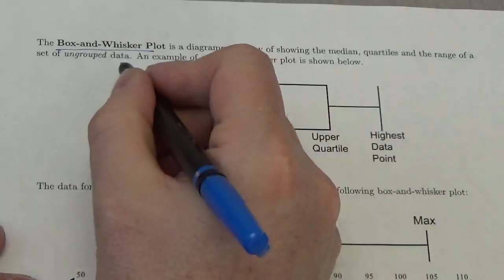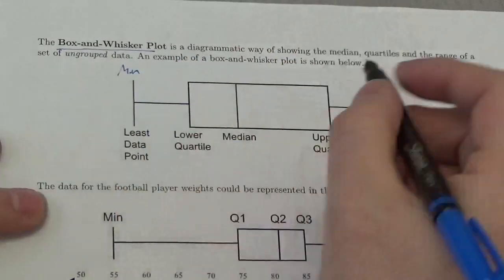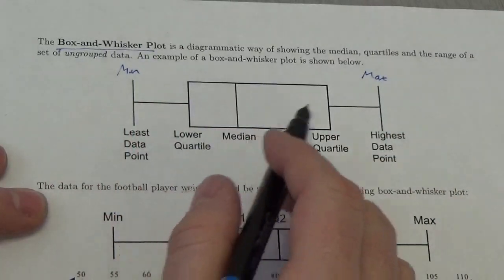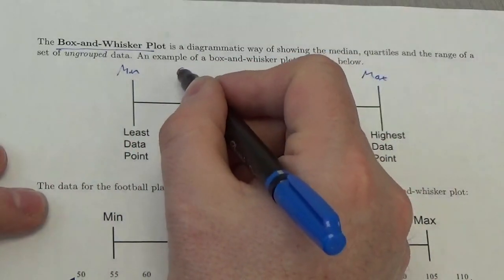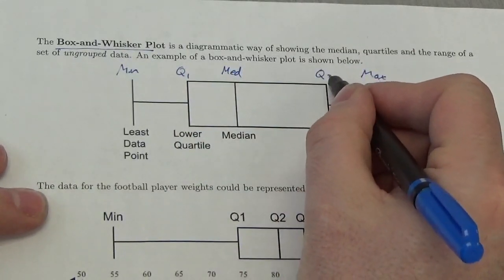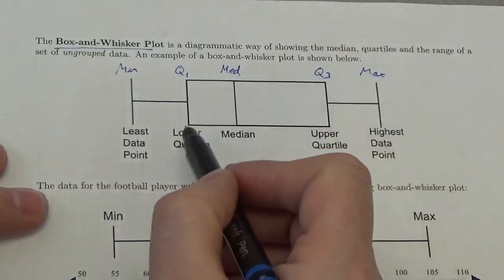I've got the least, this is our min. Out here is our max. Then what we do is we mark off the lower quartile, the median, and the upper quartile. So this is our Q1, our median, which is our Q2, and then here's our Q3. But then what we do is we just connect them.